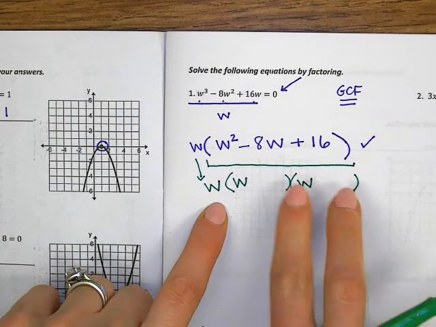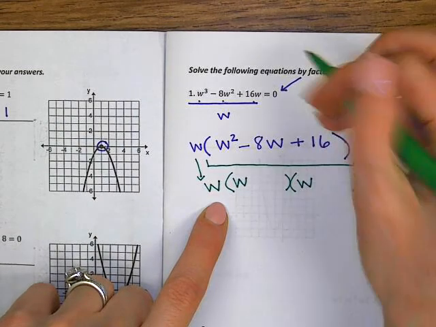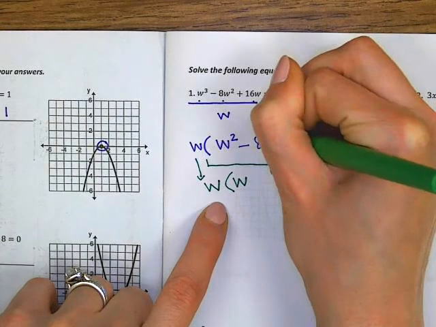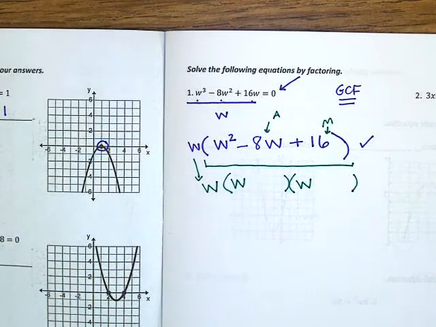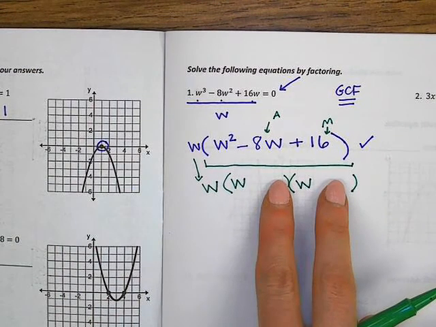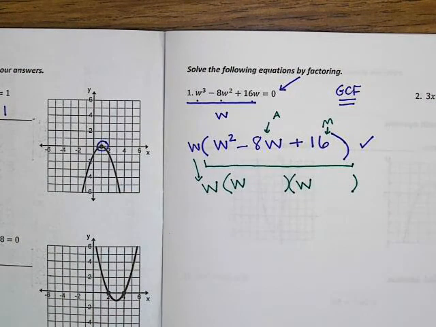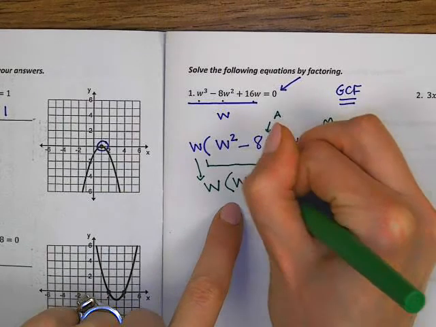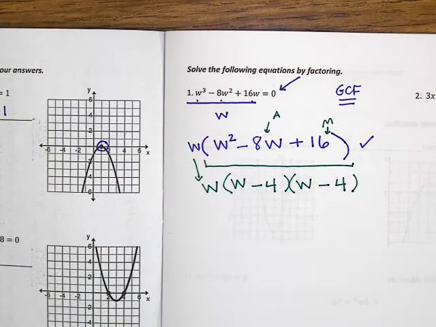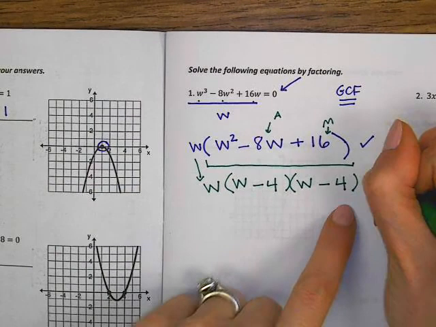And now we need two numbers that multiply to 16, but the inners and the outers have to add to -8. So what are two numbers that multiply to 16, but add to -8? And it's -4 and -4. Okay, good. We are factored.